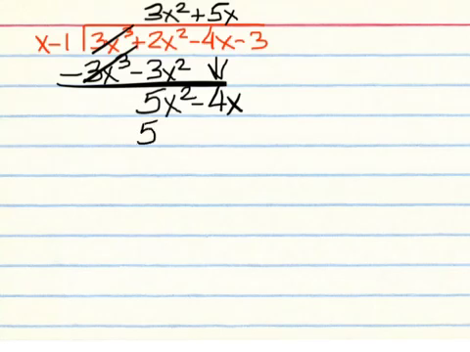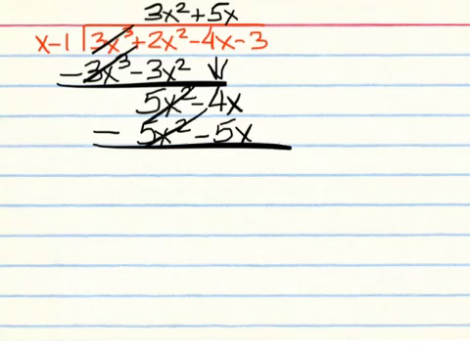That would give you 5x squared minus 5x. Subtract. These cancel out. And now you have negative 4 minus a negative 5. Negative 4 minus a negative 5 is 1. So that's 1x. And then drop the minus 3. Now what do you have to multiply x by to get x? And that would be 1.